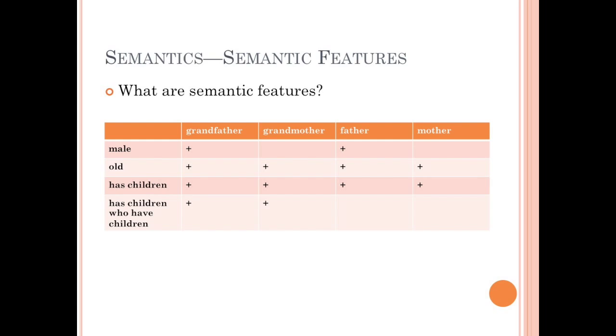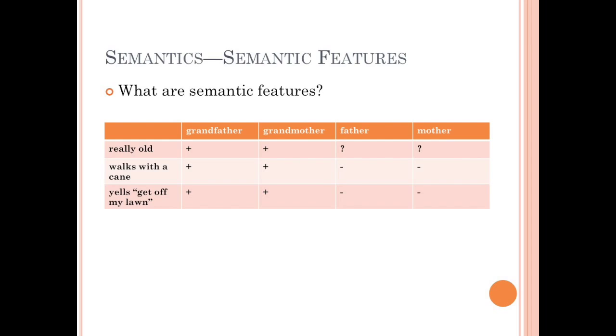The dictionary definition of grandfather would be the father of one's mother or father. That would be the conceptual meaning or the semantic meaning. My list of semantic features for grandfather might look like the list in the slide. As my list includes has children who have children, I understood my daughter's meaning that in a few short years she would be having children, or she thought she would be having children.